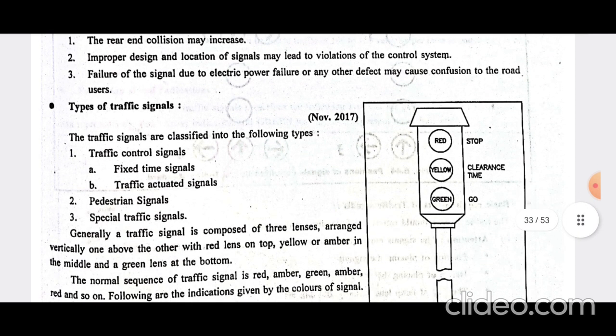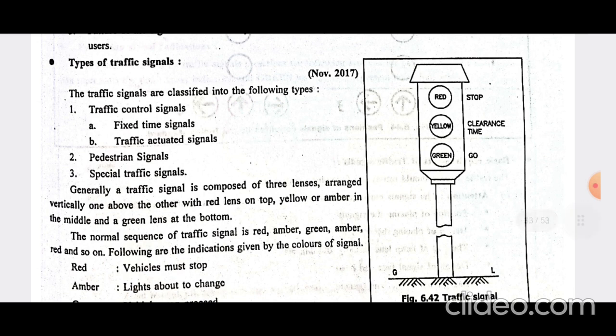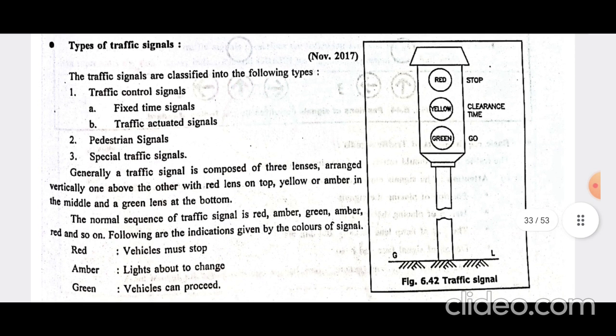Now here the second point starts, which is the types of traffic signal. So here there are three main types of traffic signal. First one is a traffic control signal, second is a pedestrian signal, and third one is a special traffic signal. Now here the traffic control signal is further divided into two types. First one is a fixed time signal, and second one is a traffic actuated signal.